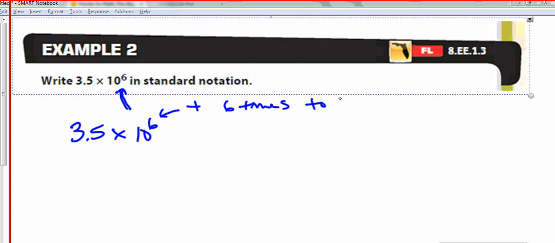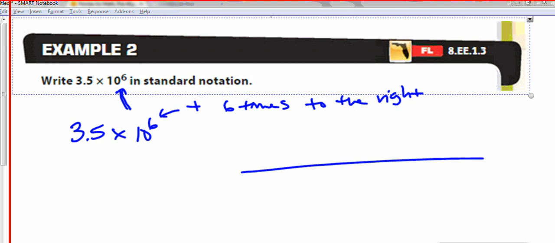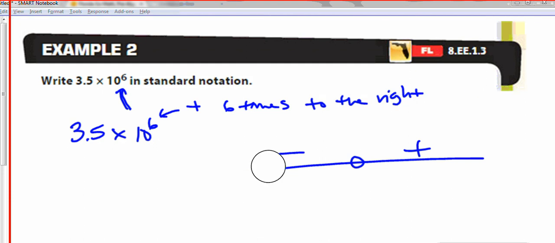Because on a number line, if here's 0, your positive numbers are to the right and your negative numbers are to the left. So we have a very clear indicator of what to do. We're supposed to move it 6 times to the right. So what does that look like?